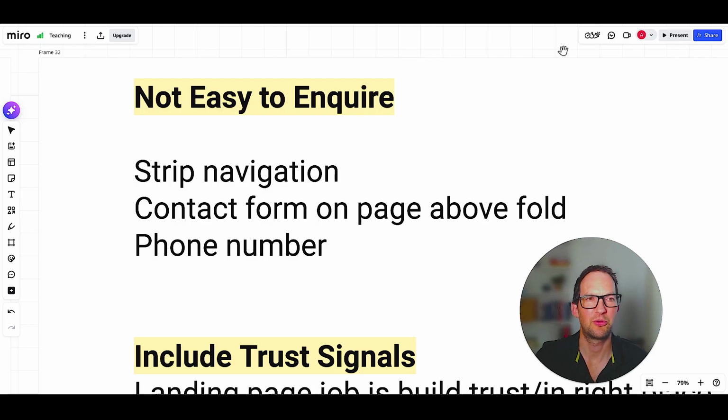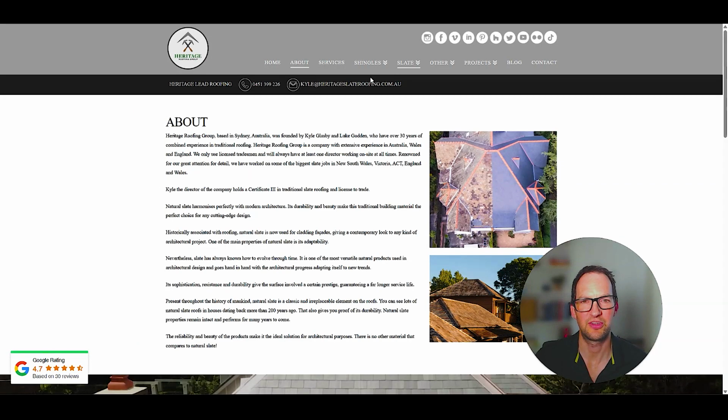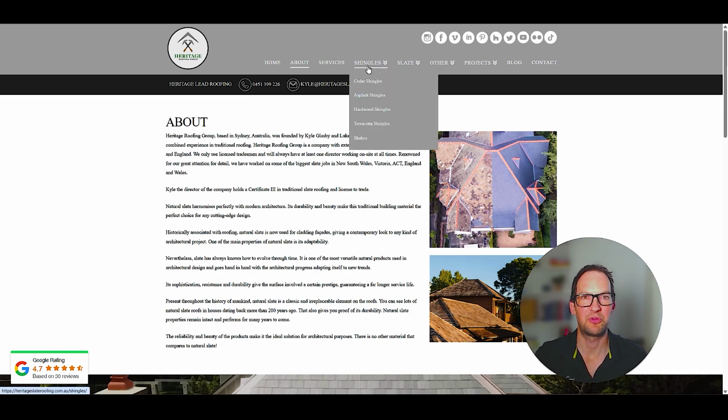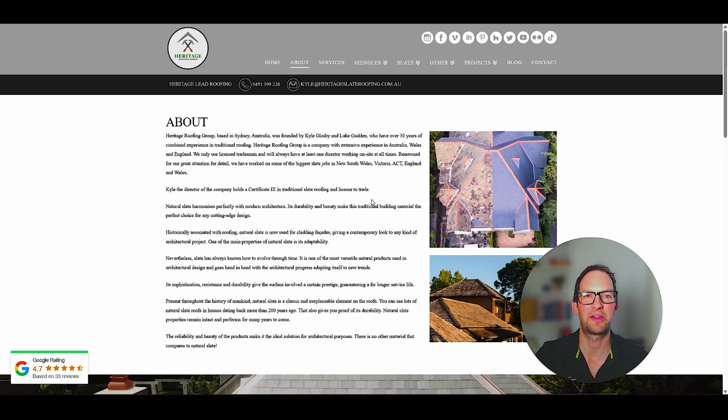Next reason why you're not converting those clicks into inquiries is that you're making it difficult for people to inquire. First thing we want to do is strip out all the navigation and take away non-essential links. So having all of this here just creates extra friction, an extra path for someone to get lost and not to inquire. They might go looking at all this other stuff and not actually inquire. So we want to strip most of this out.